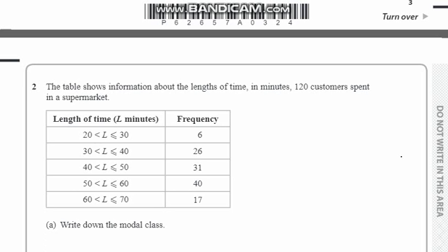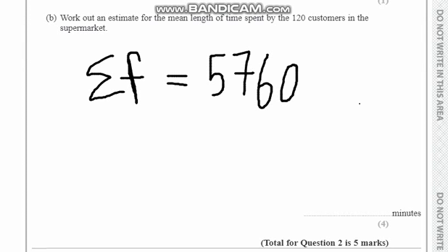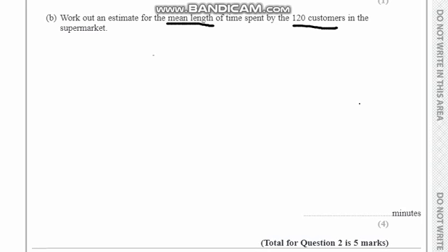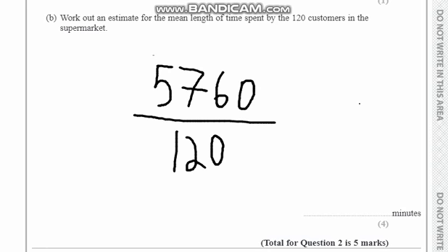Now moving on to our question. We got our total as 5760, and to find the mean length, we will divide this by the sum of the frequencies. Our sum of frequencies is 120 when we add all our frequencies, so we get 5760 divided by 120, and the final answer is 48 minutes. That's the mean length of time spent by a customer in the supermarket.